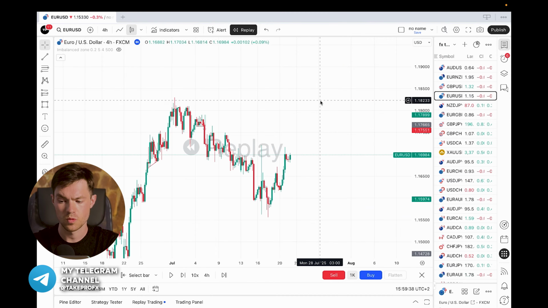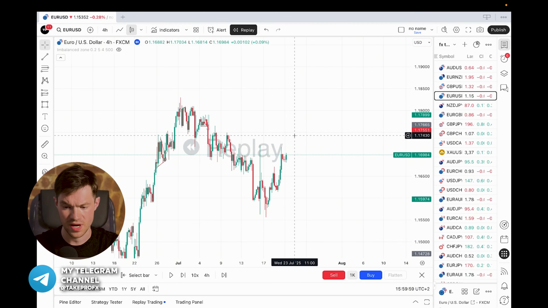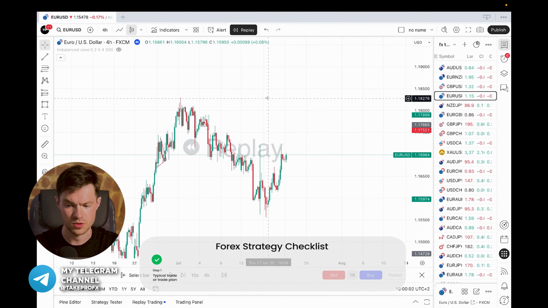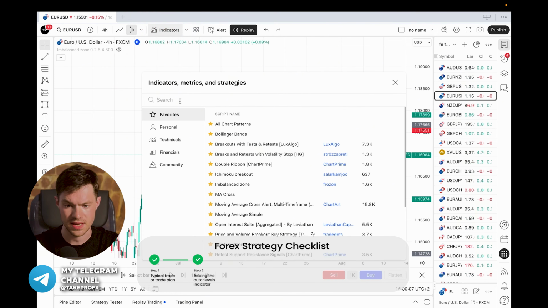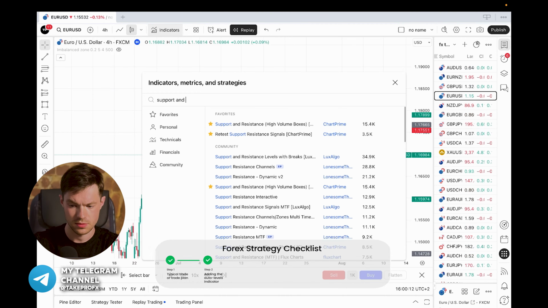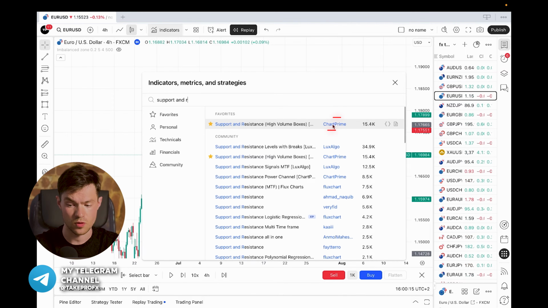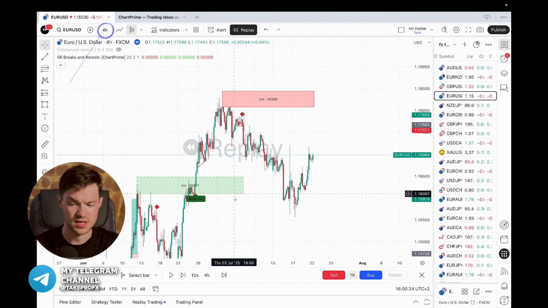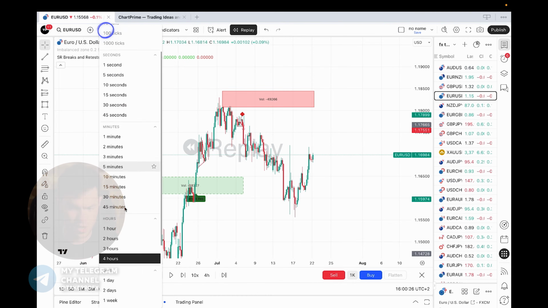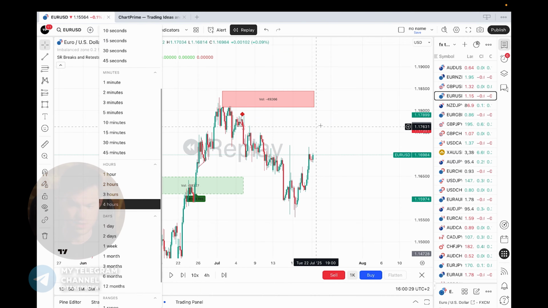So let's move on to one of the first points of our checklist. It is opening a position with a sniper entry point. The first thing we need to do is to identify the zones of interest, and the support and resistance indicator will help us with this. On the TradingView platform, you go to the indicator panel and write the name, support and resistance. This indicator is from the author Chart Prime. You add it with a simple click, and now you need to adjust it a little bit so that this indicator on the older time frame, such as 4 hours, 1 hour, works a little bit more correctly.